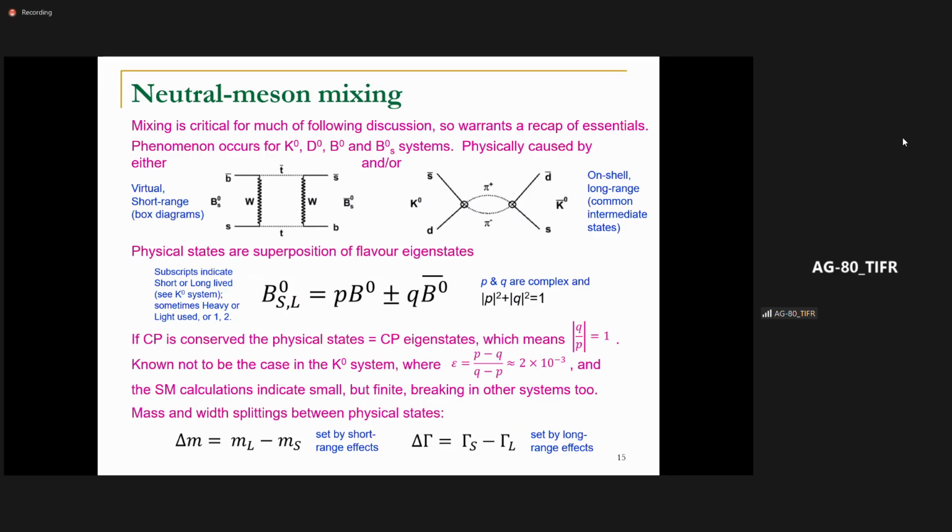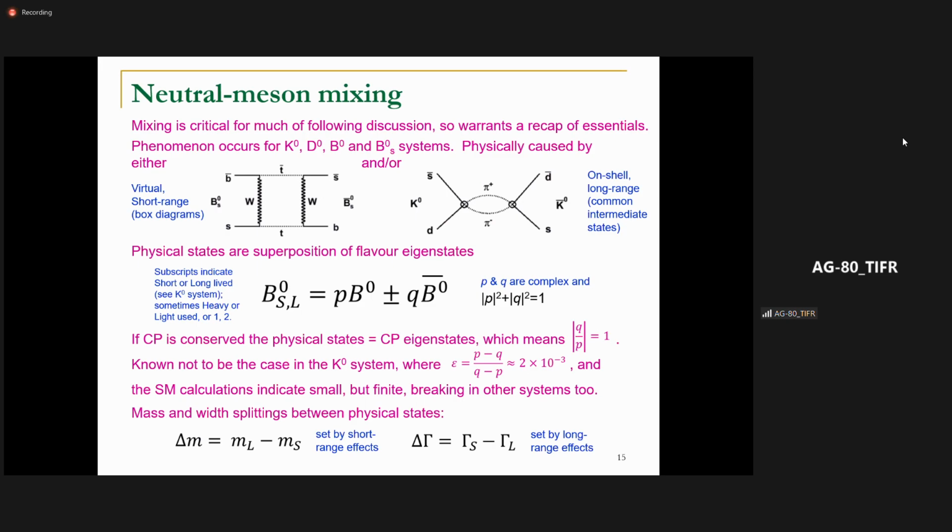So now I must step back and remind you, or try and explain to you, the essentials of neutral meson mixing. This is critical for much of the following discussion, so it warrants a recap. This is a phenomenon which occurs for neutral meson systems. We first found it in the K0 system, then in the B0 system. It is also now being seen in the D0 system, that's charm, and also the Bs system. So physically, what causes it? What causes it is the fact that one meson can turn into another meson.